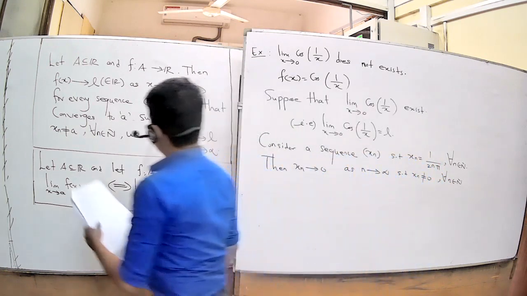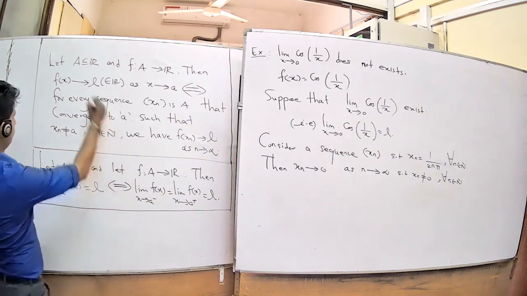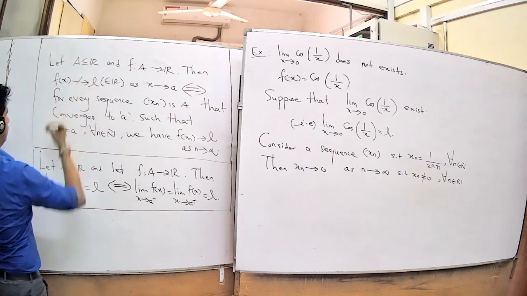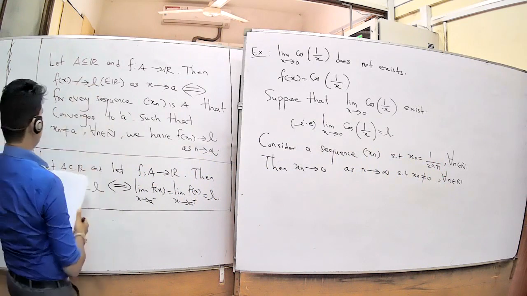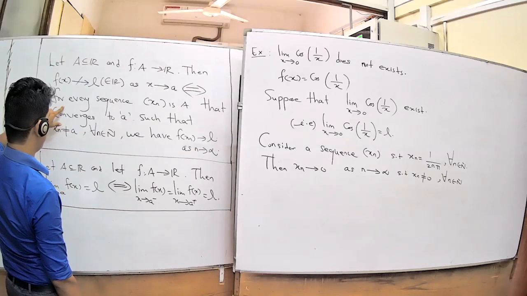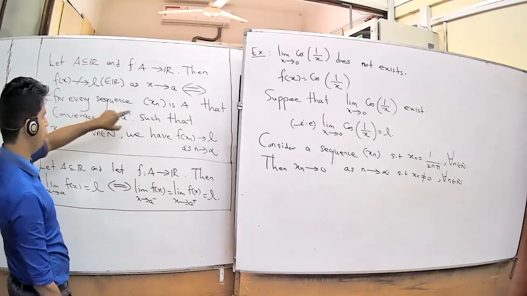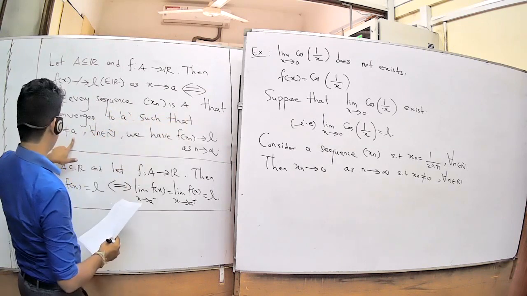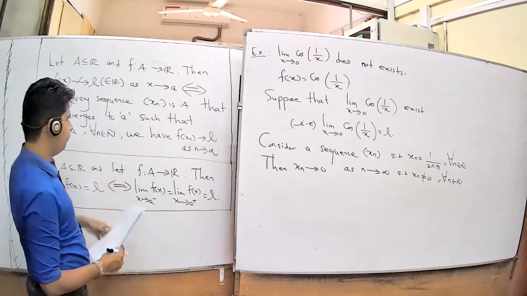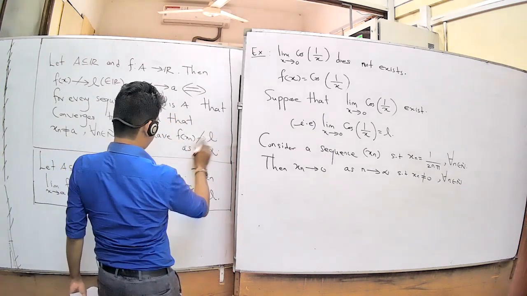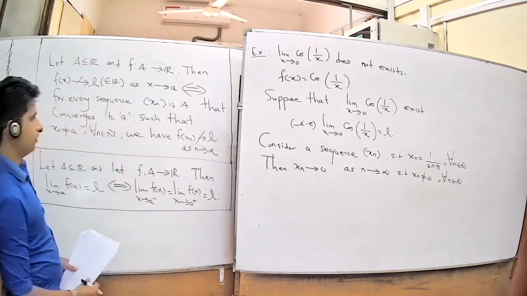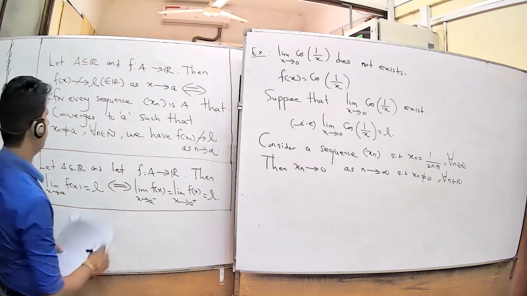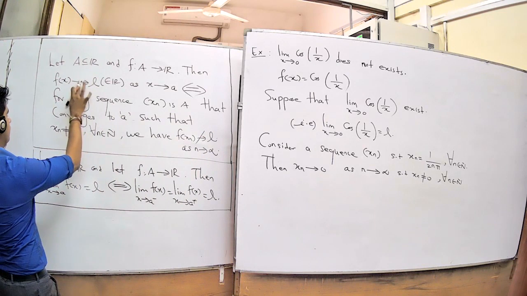This limit does not exist means the following. Therefore, we want to use the negation part here: there exists a sequence Sn in A that converges to a, such that Sn is not equal to a for all n in the natural numbers, and we have f of Sn does not tend to L as n tends to infinity. This is the negation part of this theorem. Both theorems are there.